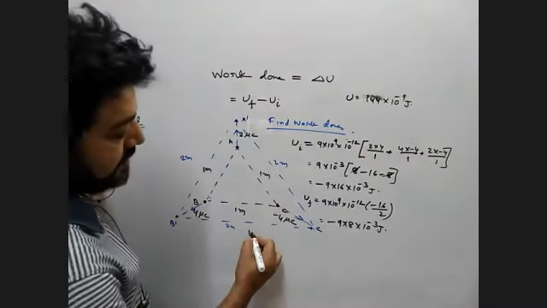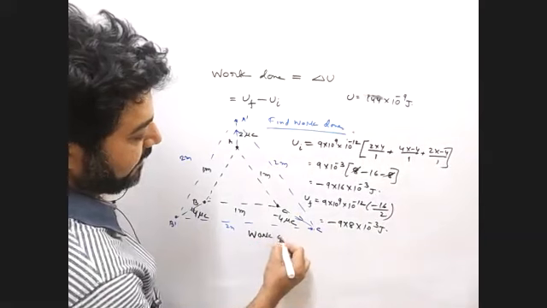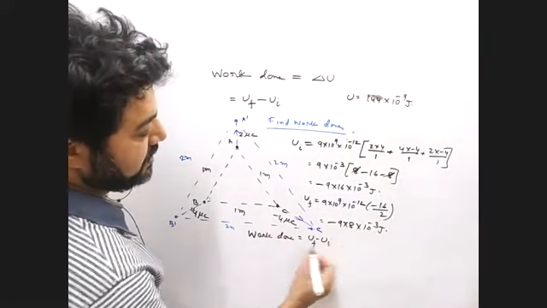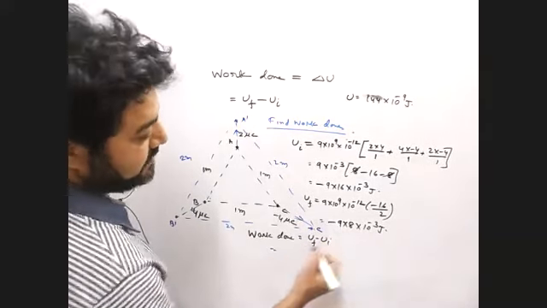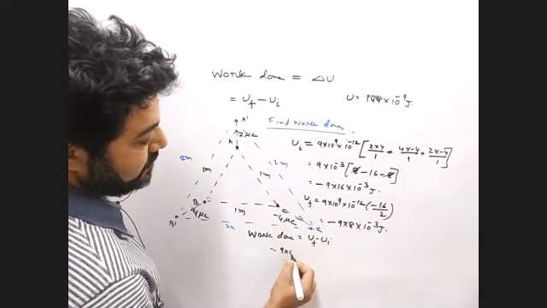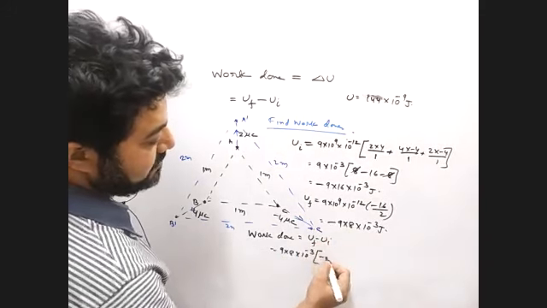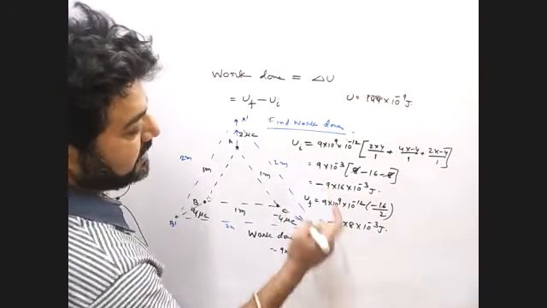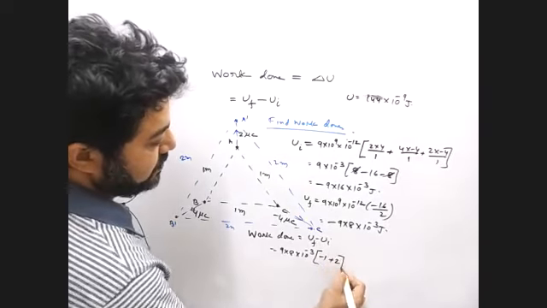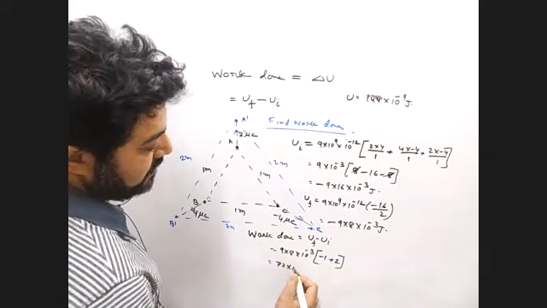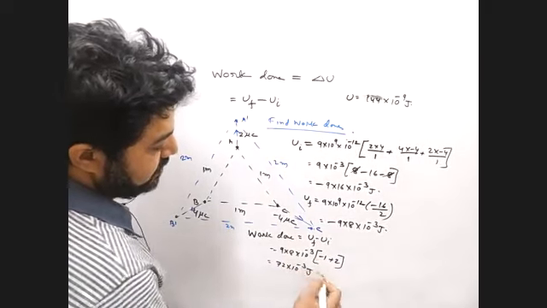So the work done is the final minus initial. So for the final, you can take that part common, 9 into 8 into 10 to the power minus 3. That value is minus 1, and this is minus of minus, so plus 2. So what you have is 72, 72 into 10 to the power minus 3 joule. Is it okay, everyone?